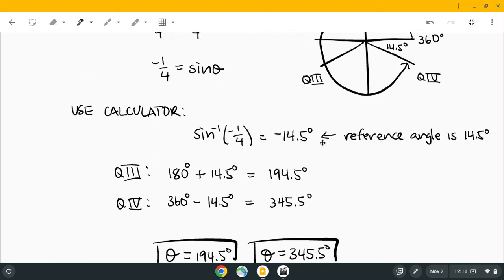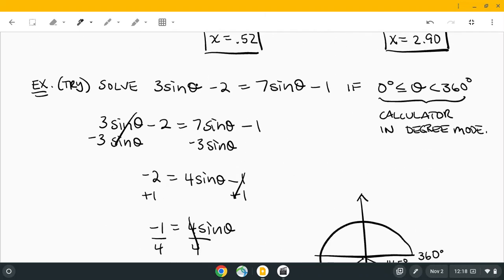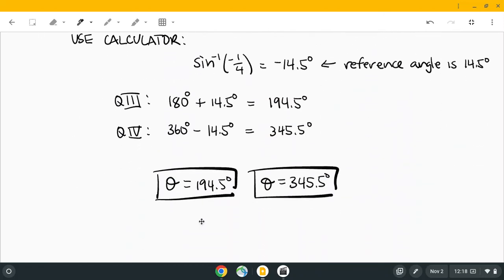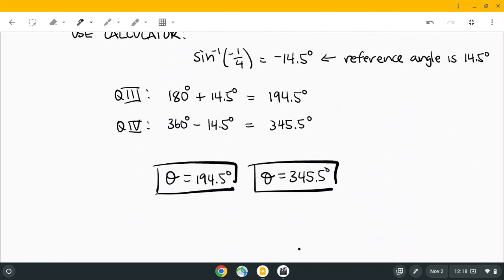Okay. All right, so that is it. If we did have something like x minus 5 in here, then you would have to do the extra step of doing x minus 5 equals 194.5, and then solving for x, okay? But we don't. We just have a theta in there. Nothing added or subtracted or even multiplied, so this is where we can stop, okay?